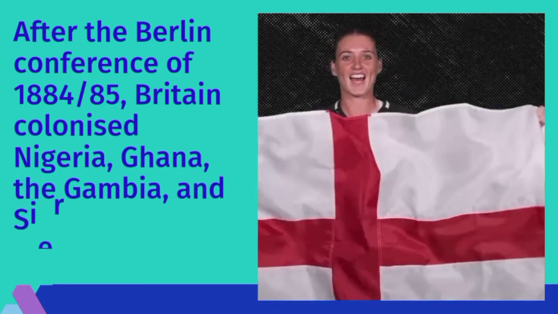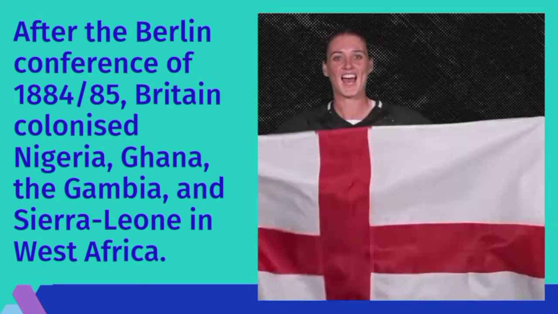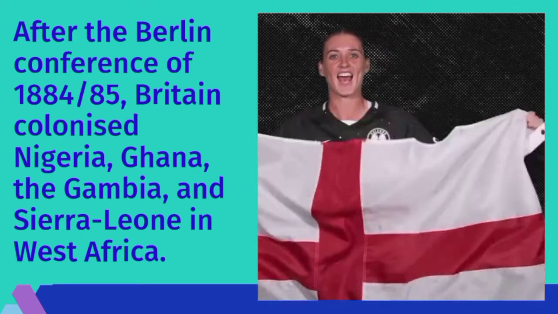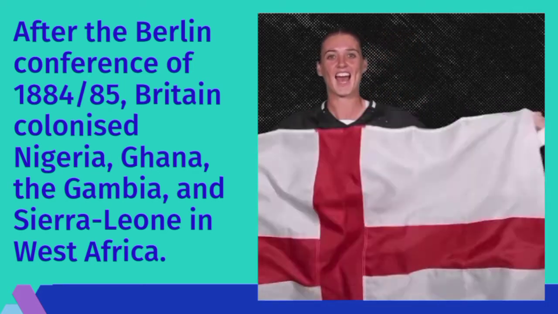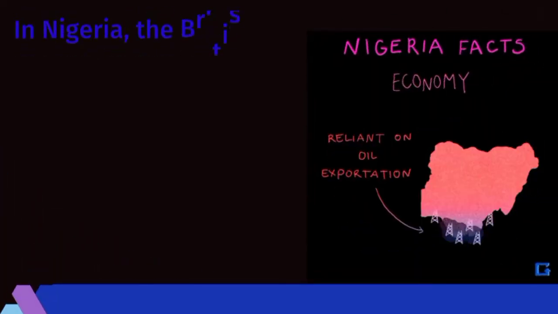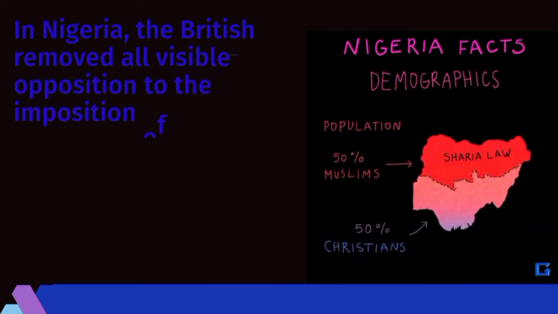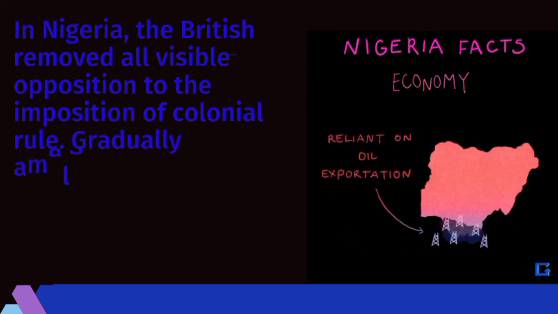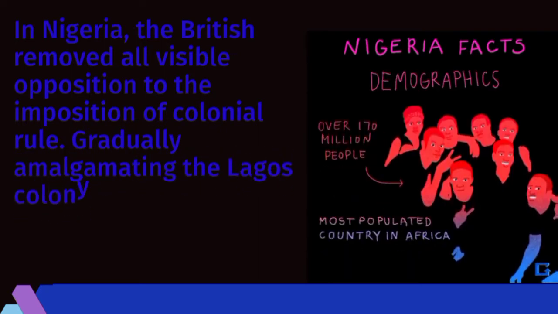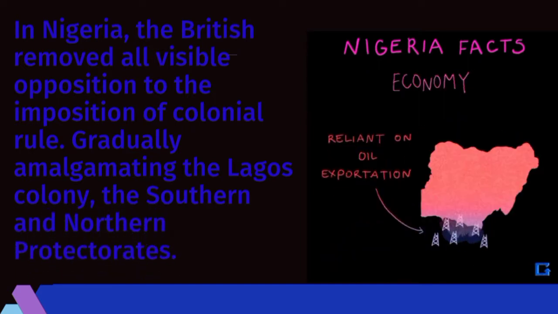After the Berlin Conference of 1884-85, European countries started colonizing various parts of the world, especially Africa. Britain colonized Nigeria, Ghana, the Gambia, and Sierra Leone in West Africa. In Nigeria, Britain adopted a system known as indirect rule. All visible oppositions were removed, and gradually they amalgamated the Lagos colony, the southern and northern protectorates.